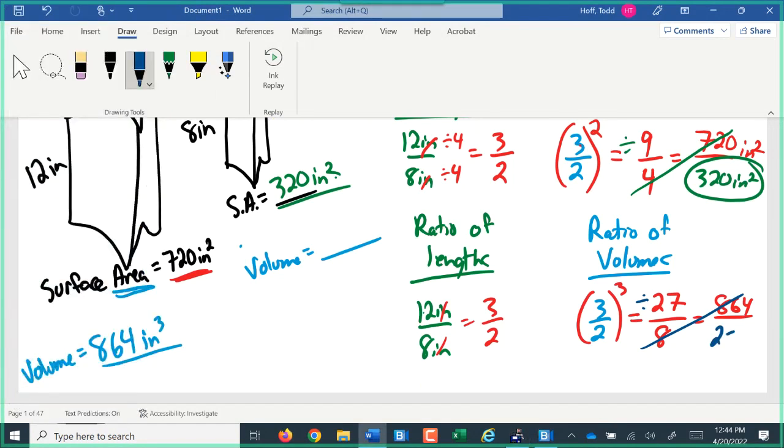Okay, 256. That's going to be cubic inches because it's a volume. The easy way to tell is you look at the units. This unit was in square inches, so we had to square the ratio of lengths. This unit was in cubic inches, so we had to cube the ratio of lengths. Something to keep in mind.